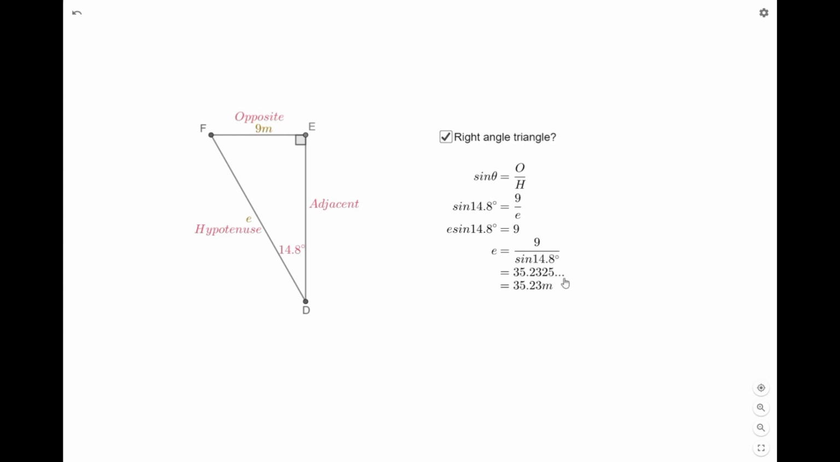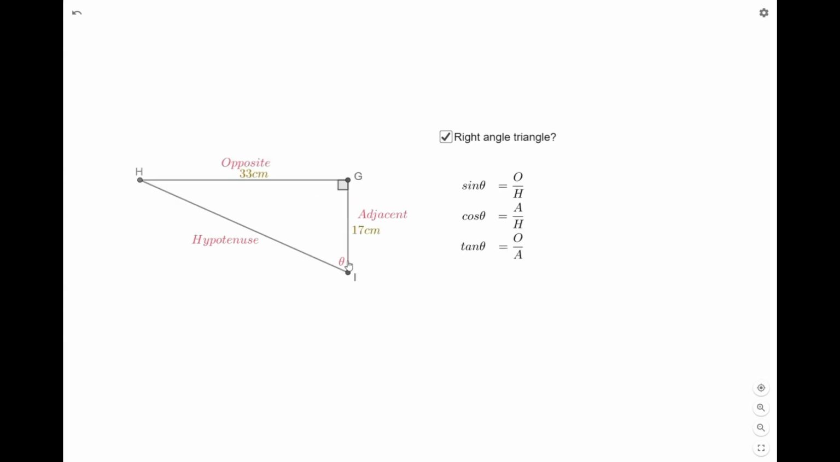Put that in the calculator and you will get 35.2325, etc. Because there is no question to tell me what I should round it to, I round it to 2 decimal places, 35.23 meters. This is the third and last triangle, and we are asked to find theta, the angle.